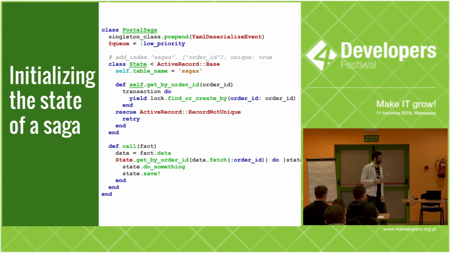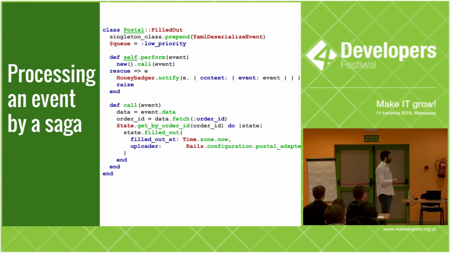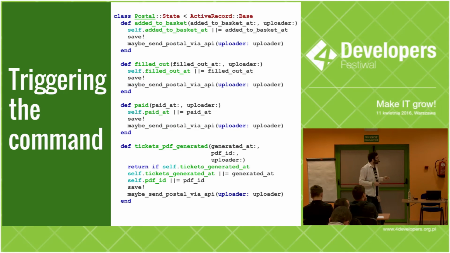We initialize the state of the Saga when we are processing the first event, and then we need to process the event somehow. Usually in our case, this involves calling some kind of method on the state, for example, fill out. We save the information that something was added to basket, or that it was filled out or paid. We use this kind of Boolean flags, but instead of Boolean, we just save times when these things happened. And in all those cases, we call the maybe send postal via API method.